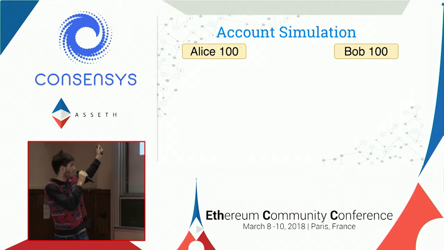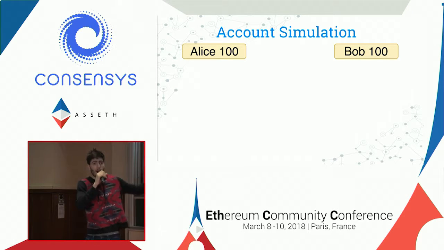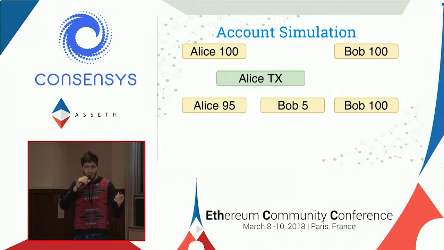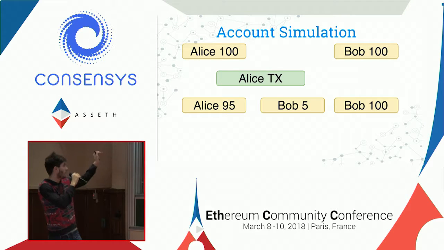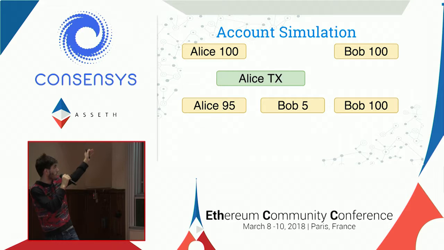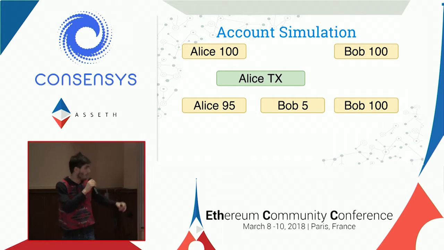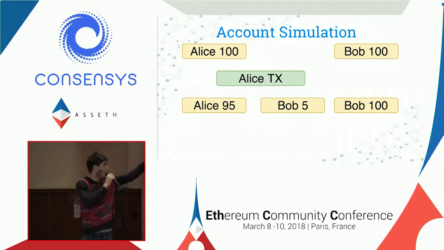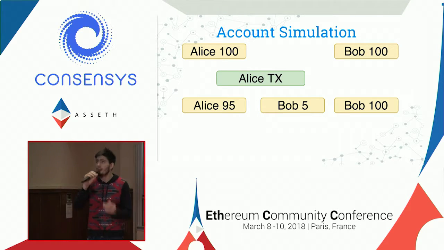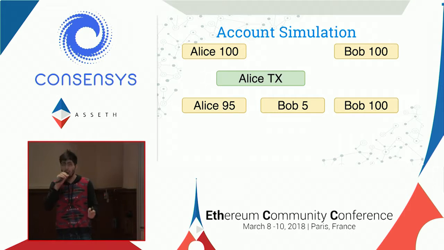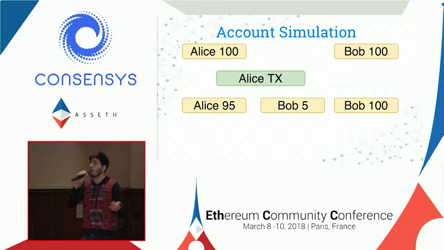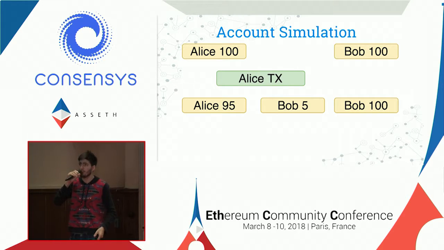So in this example, Alice has 100, Bob has 100. Then Alice creates a transaction, giving herself 95, and then giving Bob a UTXO of 5. And then Bob still has the UTXO of 100. So as you could imagine, if we stopped at this stage, Bob now has 2 UTXOs. He could accumulate more and more UTXOs, and eventually exiting would become very difficult and expensive.